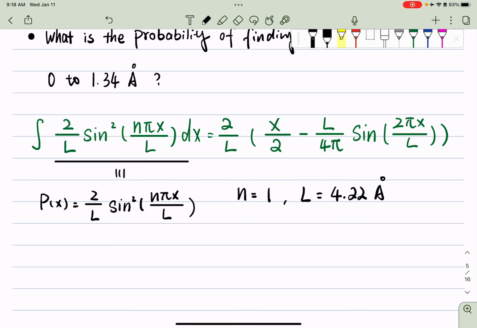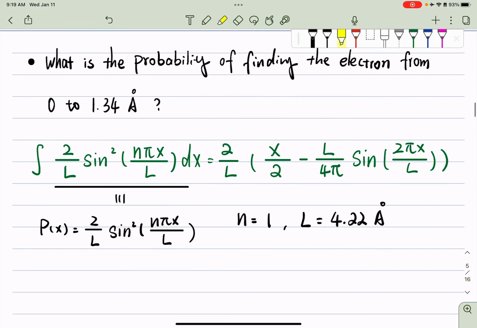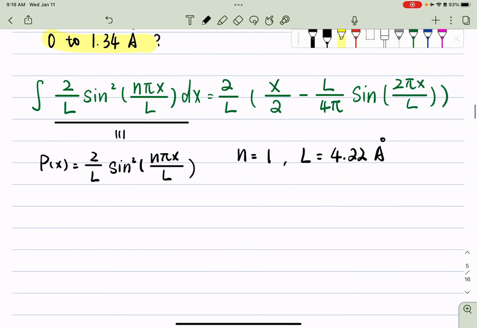And then writing the actual integral down, because the question is asking for the probability of finding the electron from 0 to 1.34 angstrom. What that means is if we write it down, we'll have x equals 0 to x equals 1.34 angstrom. What we're integrating against is p(x) dx. So in this case, because we have the magic calculus, we can just plug in the numbers.